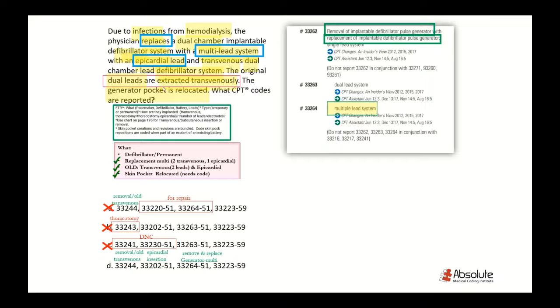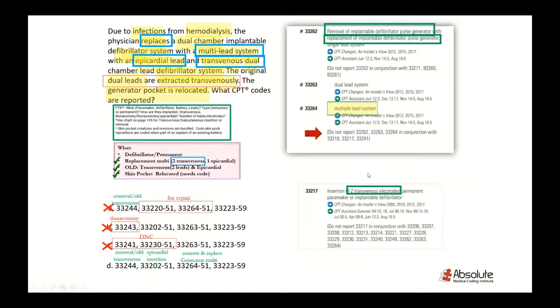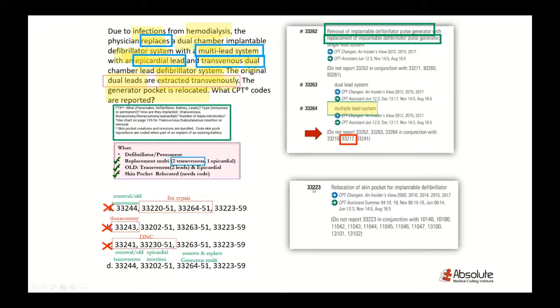And really, you have to read through this, because if it says do not report, that's going to be a deal breaker. But here, so far, we're good to go. And I think we have coded our system. Following along. And after that, remember the one thing that we needed, the coding for the relocation. Oh, sorry about that. I already eliminated that, so I don't even need that. 33223, that's going to be your relocation of the skin pocket, okay? And that completes your code. So your answer is D.